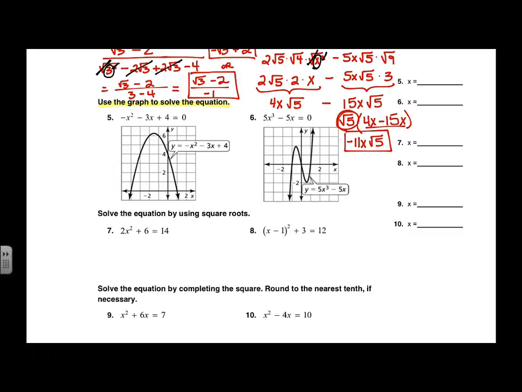On 5 and 6, it was super easy if you only knew what the question was asking, and some of you didn't. To solve the equation, we're looking for when the graph equals 0. Do you guys remember what the zeros are? Yep. They're where they cross the x-axis. x-intercepts, where they hit the x-axis.